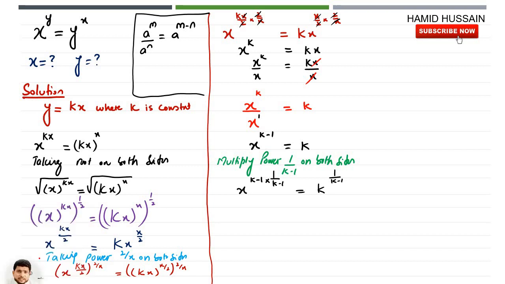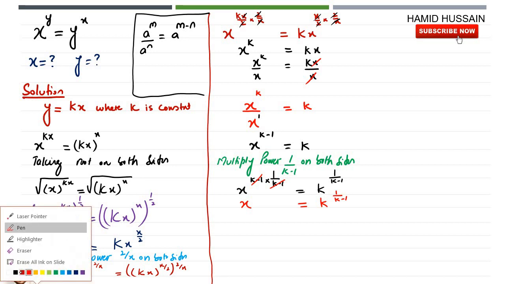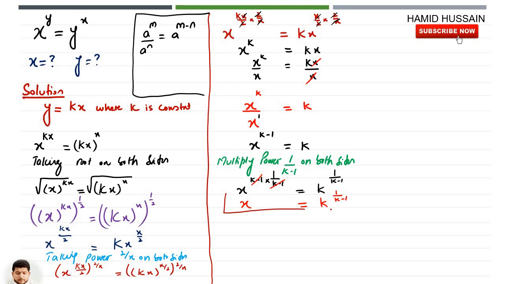So that k minus 1 will cut that k minus 1. We have x equals k^(1/(k-1)). So this is going to be the value of x, but this is not the answer. Wait, this is not the answer.